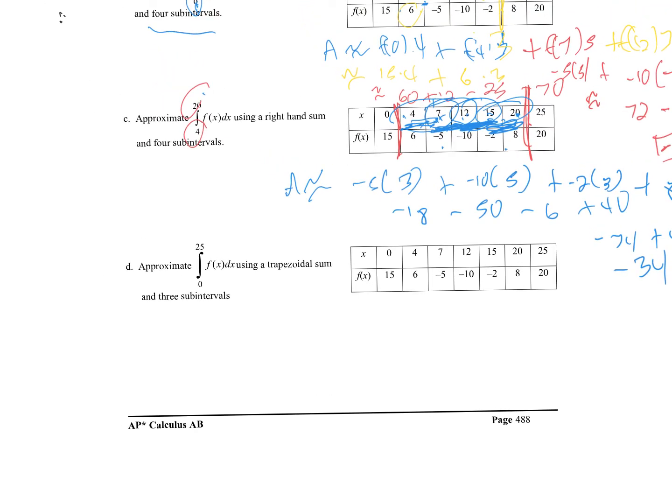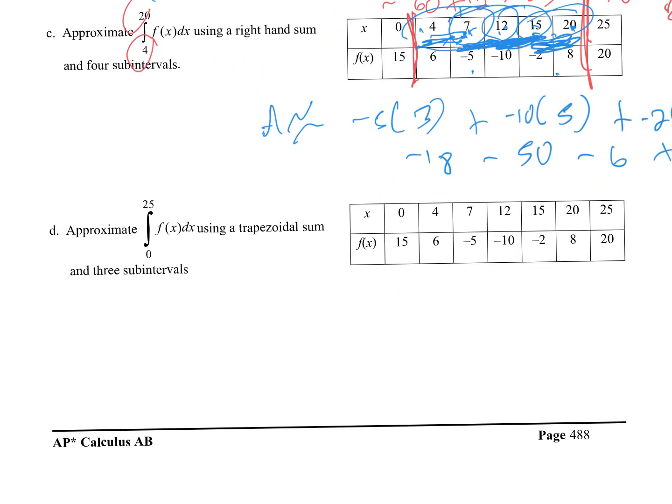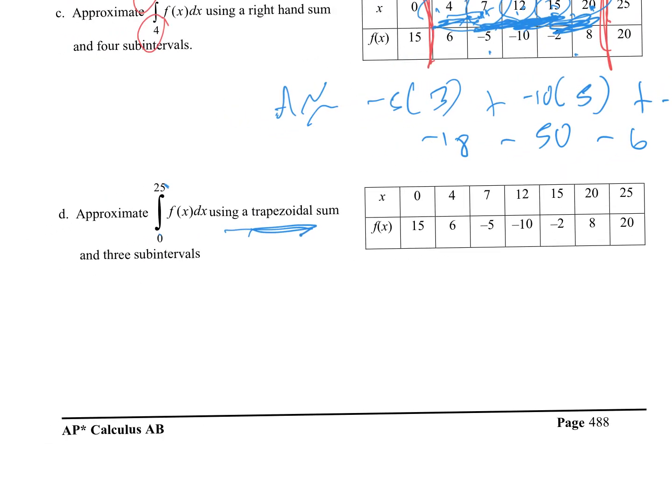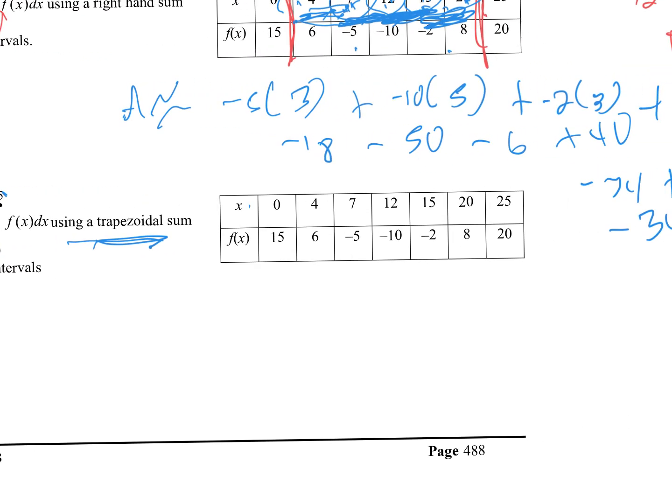And one more on this page. We're going from 0 to 25. Oh, that's the whole thing. Trapezoids. That means if I only want 3 of them, so let's see, how am I going to divide this up into 3 intervals? Let's see, that would be 1, 2. That's not enough. I need to go longer. Go 3. 3, 3, 3.